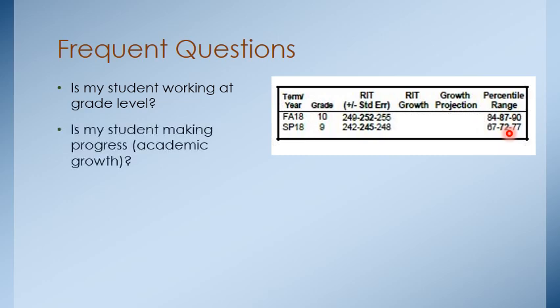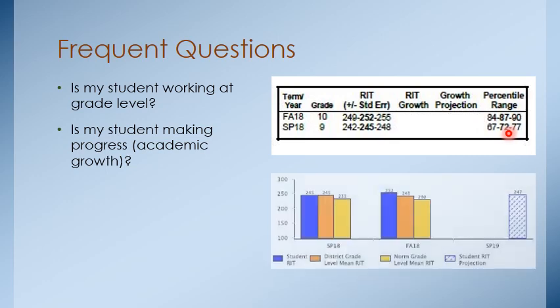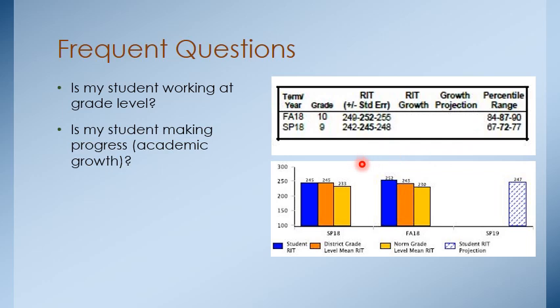Is my student making progress? Are they growing academically? Again, the RIT scores in the colored columns can help us with that, because we can see progress from last spring to this fall, and as the columns get taller, as the height of our student increases, it means they are growing. And so this student grew from the spring to the fall.